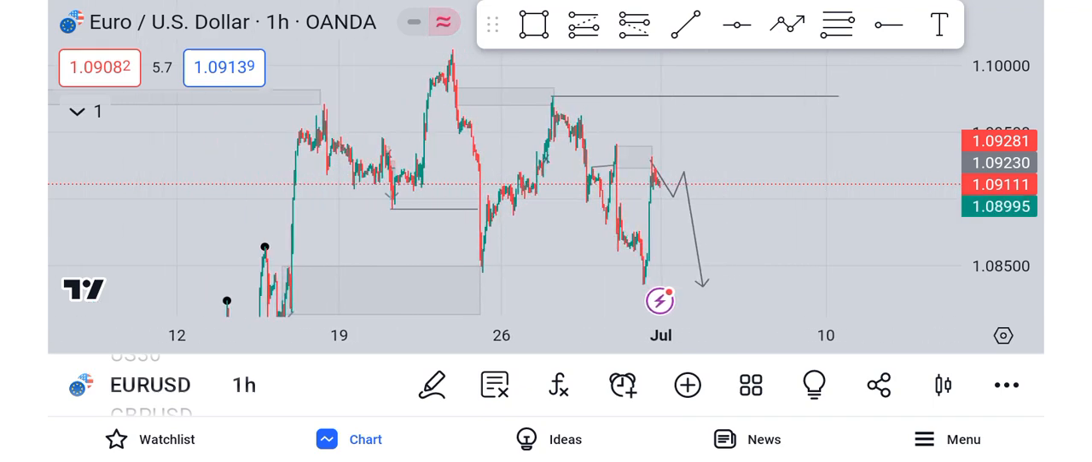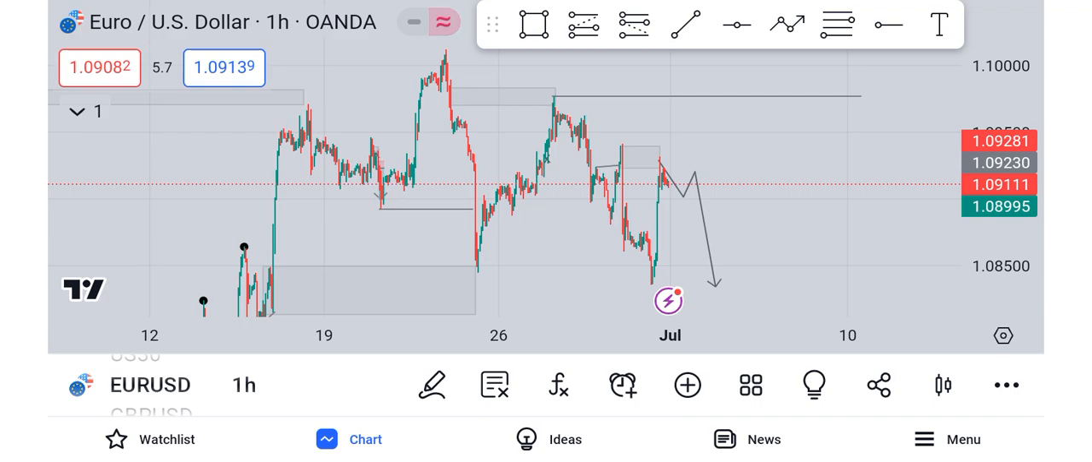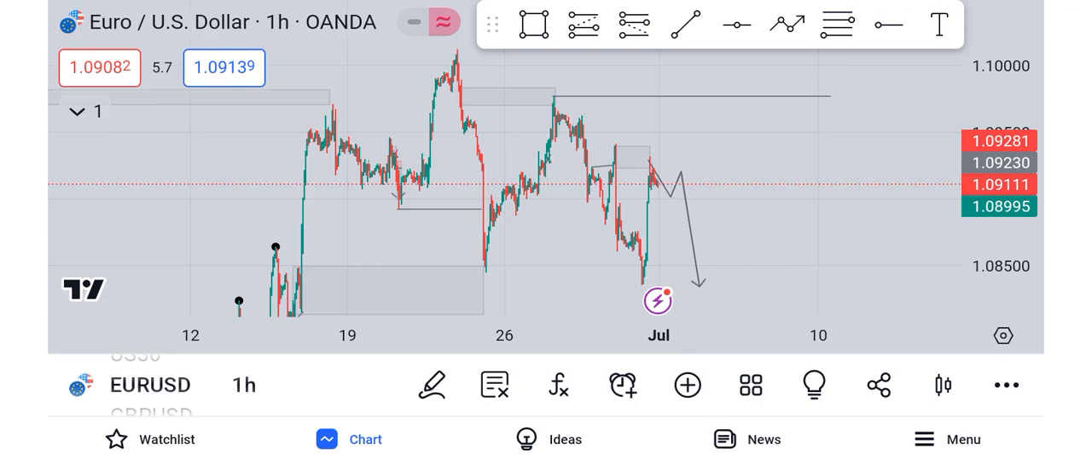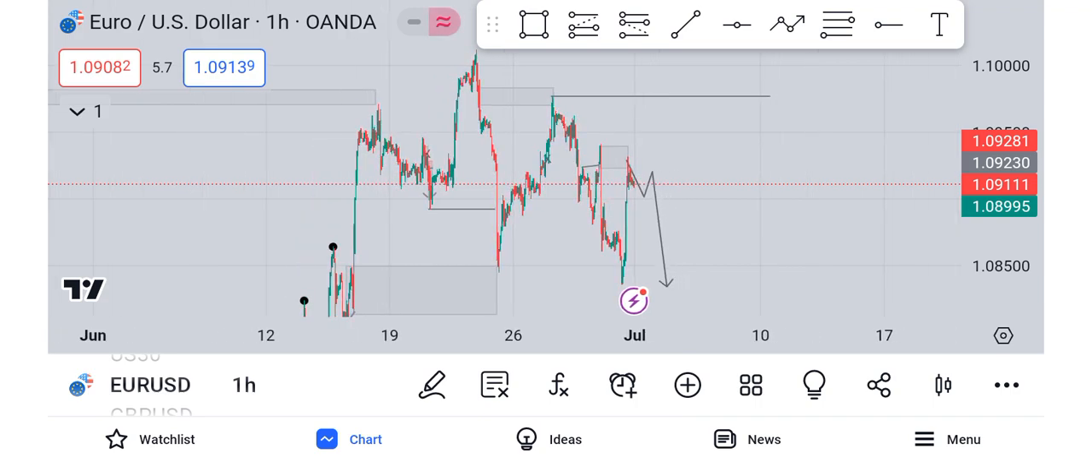So the main thing here is to look for proper confirmation entries, because that's the only advisable thing to do.